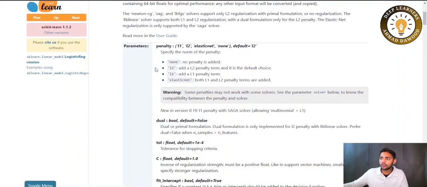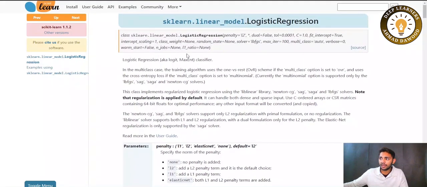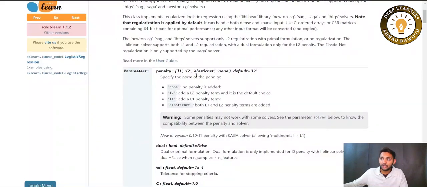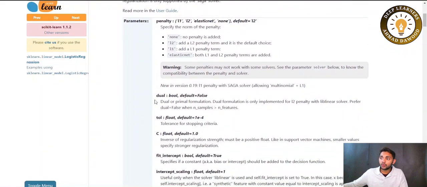Okay, so penalty, which types of penalties are provided by sklearn here? L1, L2, elastic net, dual. Dual, I have told you it's a duality principle, and it's really not important to go into the maths of the duality principle. Okay, the concept I told you here.